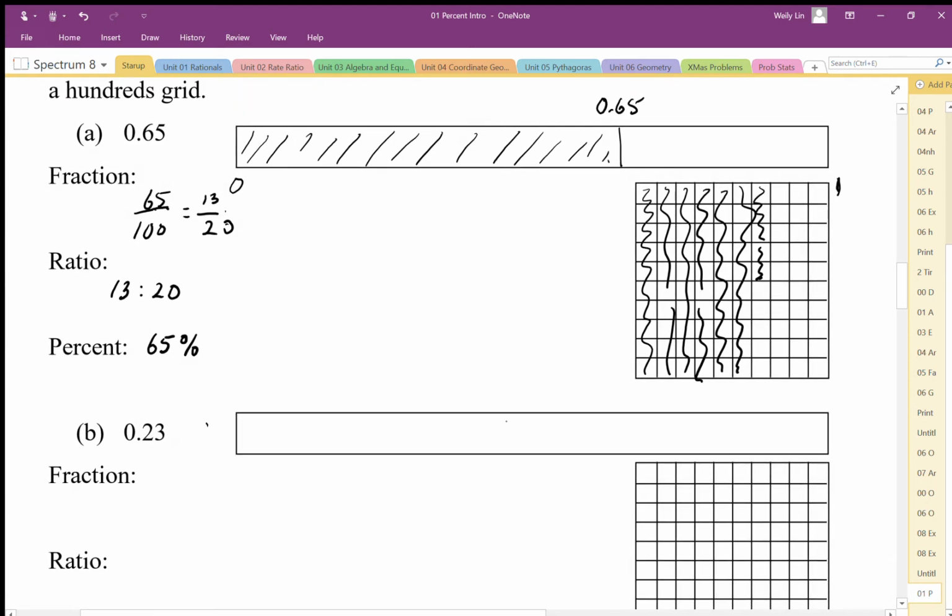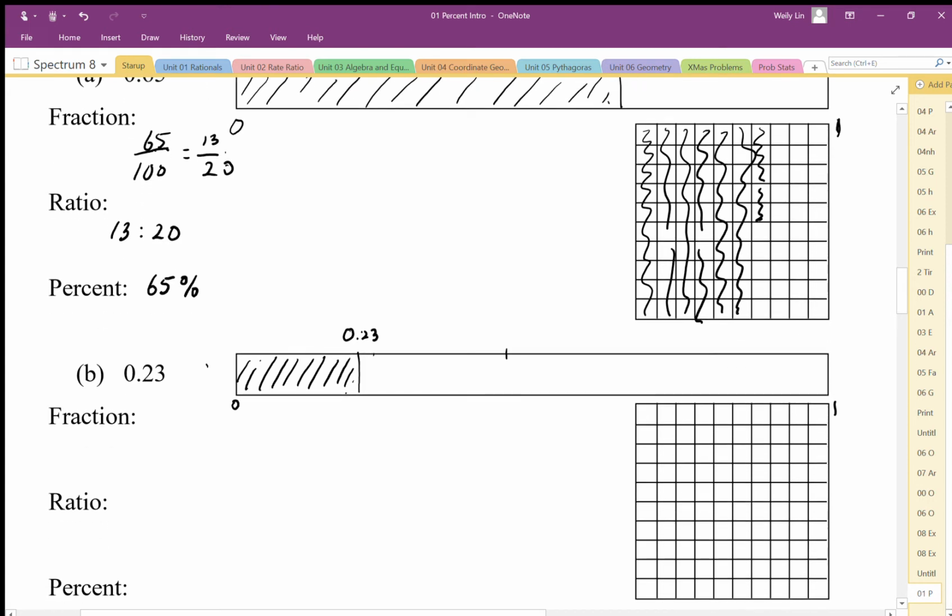0.23, well, I know I'm going to use some benchmark fractions. I know it's close to a quarter, so that's going to be about half of a half, so I'm going to be just a little bit less than that. So I'm going to say that that's about 0.23. We'll say that's 0 and 1. So it's 23 parts out of 100 if I want to be accurate.